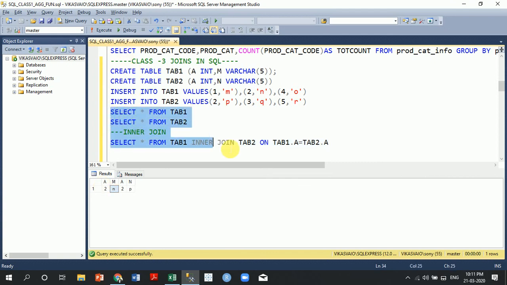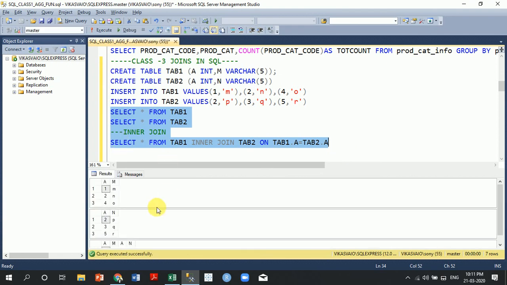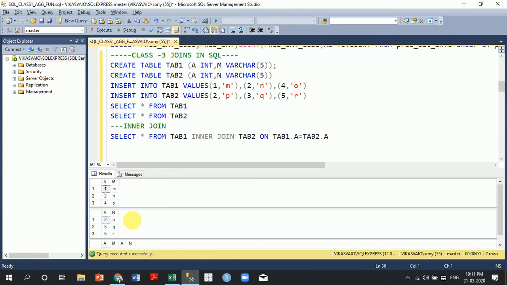As you can see here in this resultant table, only those records are displayed as a result where the values from column A are found equal in both tables. If there were more values instead of 2, like 3, then 3 would also come as a result.